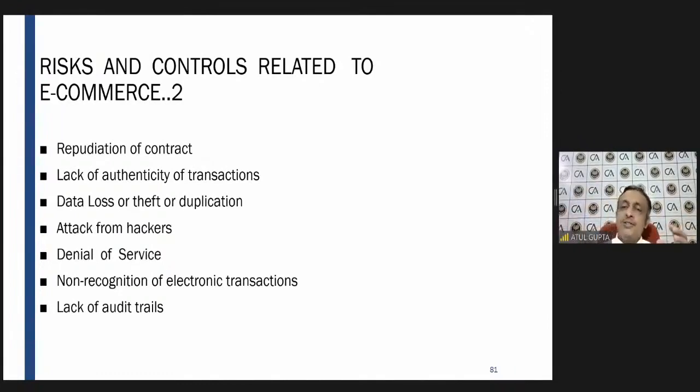What is denial of service? You log into a website, you want to buy, you want to book a train, and then you find that the website is not providing service.